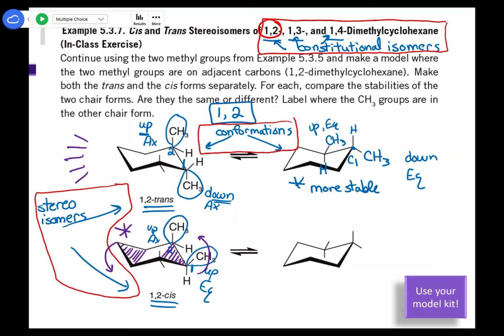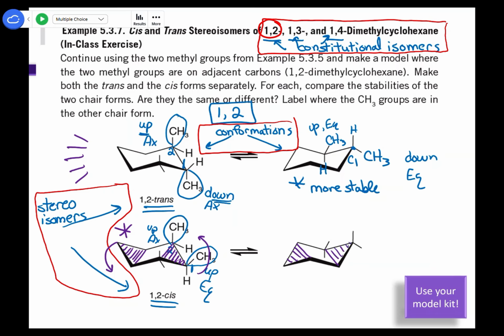This up equatorial is now an up axial. This up axial is now up equatorial. I'm going to flip once more. This is what we started with. Equatorial on the front, axial on the back. Flip, flop. Now it's axial on the front, equatorial on the back. We've done a conformation or a flip-flop.